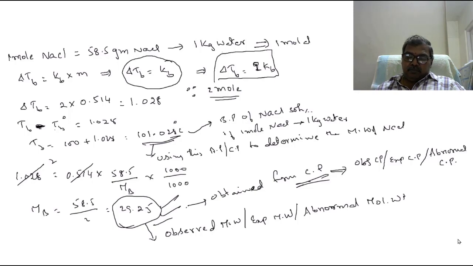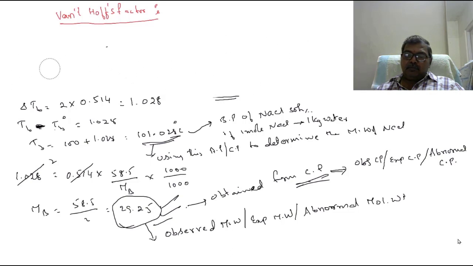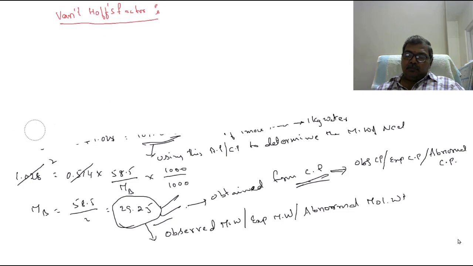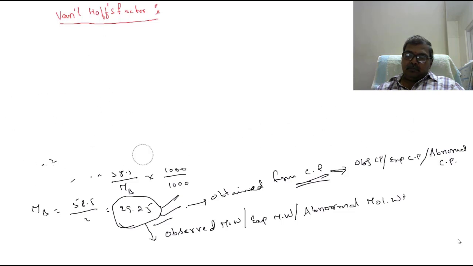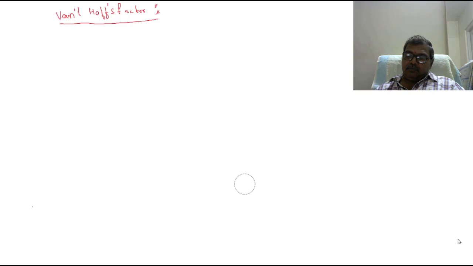Now, to explain the abnormality in molecular weight and in colligative property, Van 't Hoff introduced a factor known as Van 't Hoff's factor, I. Van 't Hoff factor I. Okay.